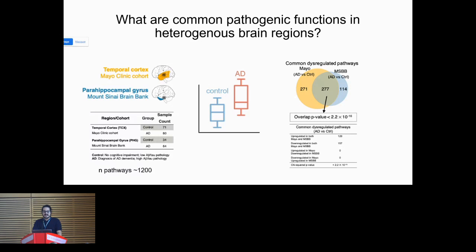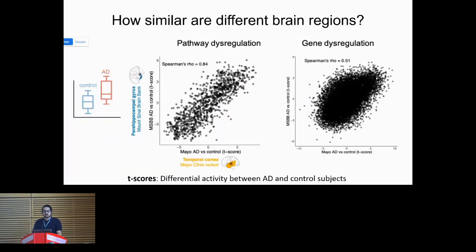Interestingly, these pathways had the identical direction of dysregulation. So the pathways that were in common were either upregulated in both brain regions or downregulated in both brain regions. Another question we can answer is to understand how similar different brain regions are in terms of AD-associated dysregulation. So for any pathway that we put in iQPA, we can generate a T-score of dysregulation between AD and control. And if we compare this dysregulation T-score between parahippocampal gyrus and temporal cortex, we find a Spearman correlation of 0.8. Whereas if we were to perform the same analysis based on genes, we would get a correlation of 0.5.